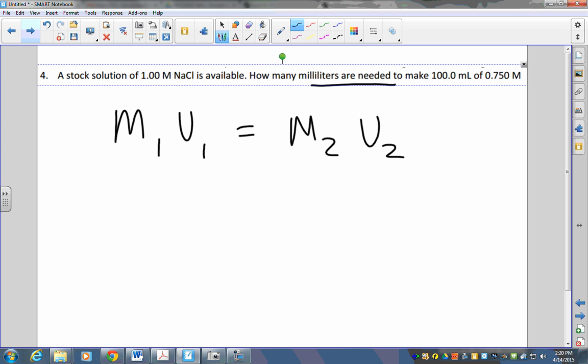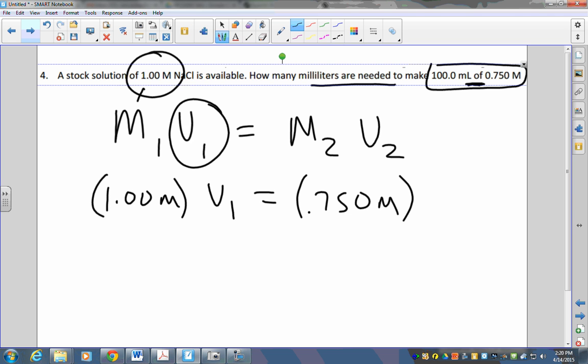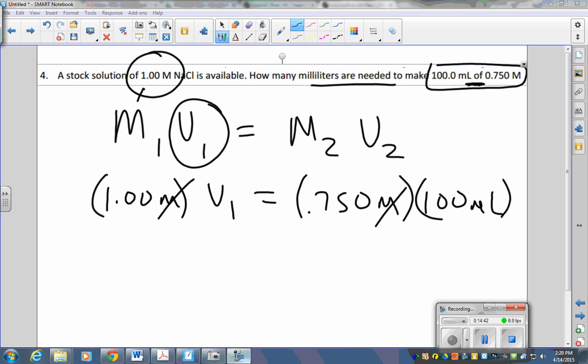But remember, "of" is the magic word. Those two are linked together, and that one is a stock solution. So all I do is this. I go 1.0 moles here, goes there. I'm solving for V1, and then I'm going to take 0.75 M is equal to 100 milliliters on this side, and then the molarity is going to cancel. Do a little cross multiplication. Okay, so when I solve for V1, I'm going to need 75 milliliters of stock.